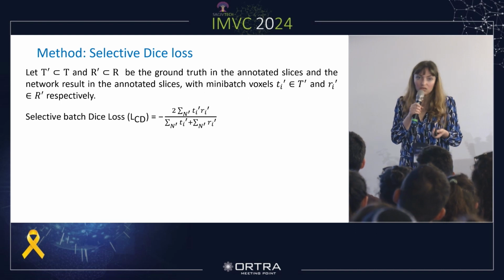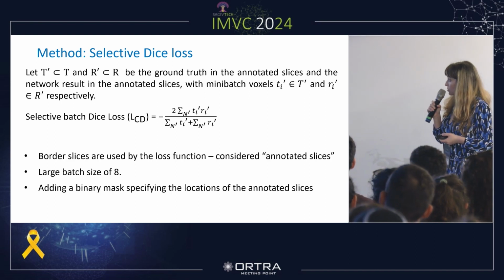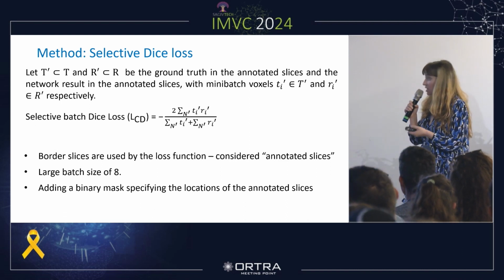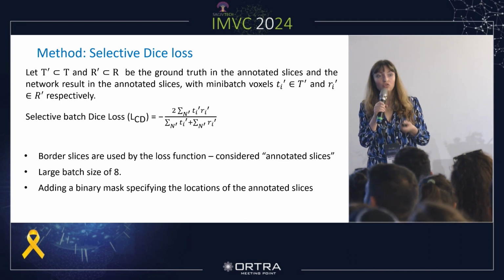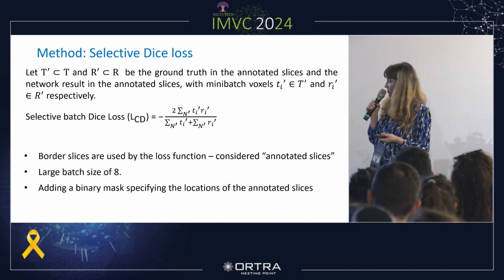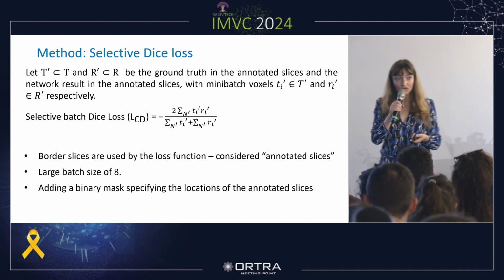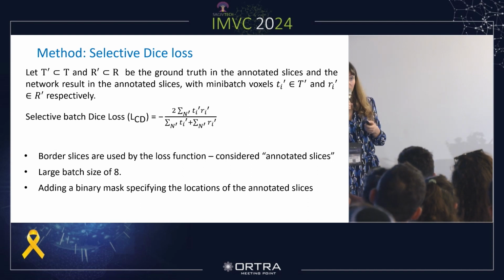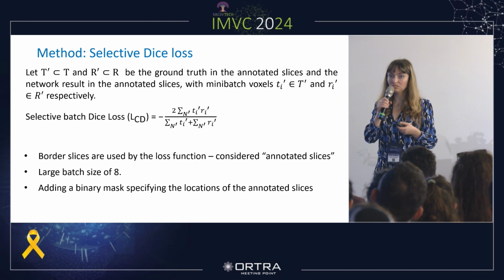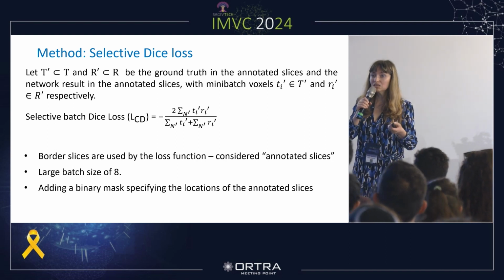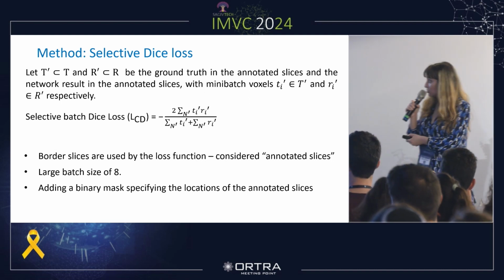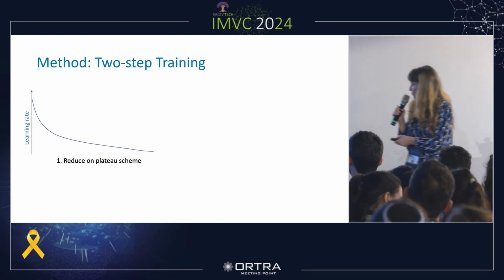And how can we know which ones? For example, one way to implement it is to add a binary mask of the locations of the annotated slices. And of course, the voxels outside of the structure of interest, we know that we don't need to segment them. So again, they are also considered annotated. And we use a large batch size of 8.